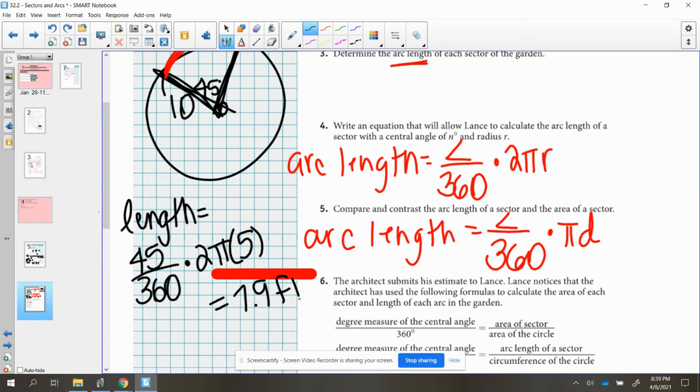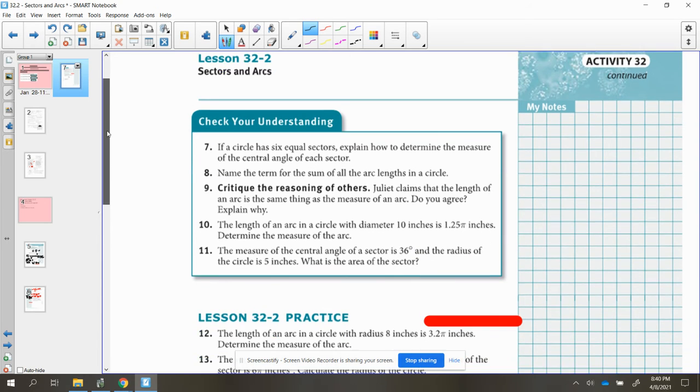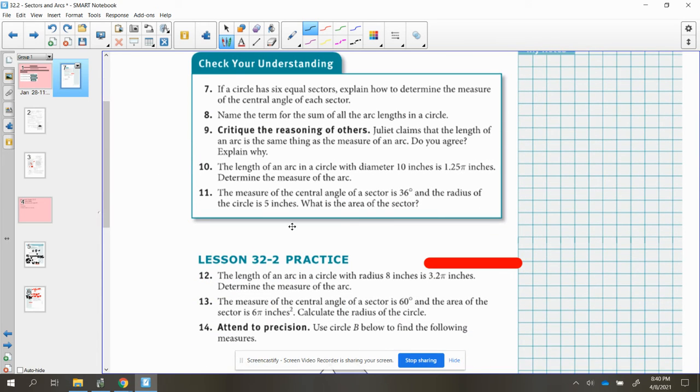And again, arc length is not going to be squared, just like circumference isn't. Okay, so we have a couple more examples dealing with this. This time, let's talk about a circle. Let's find both the arc length. It only says area of the sector, but let's also find the arc length of a sector that has a 36-degree angle and the radius is 5 inches.